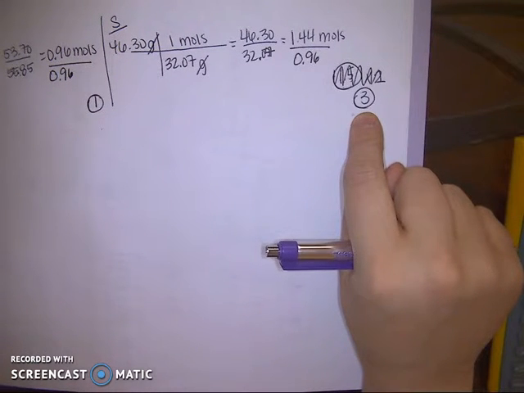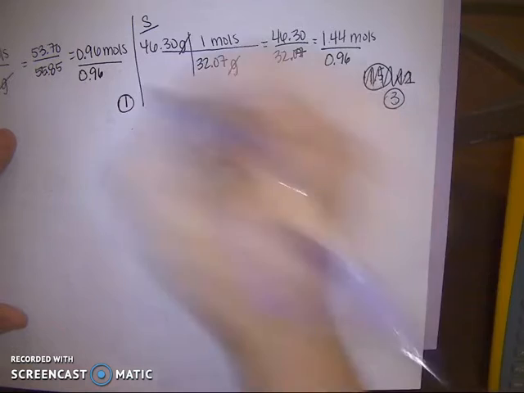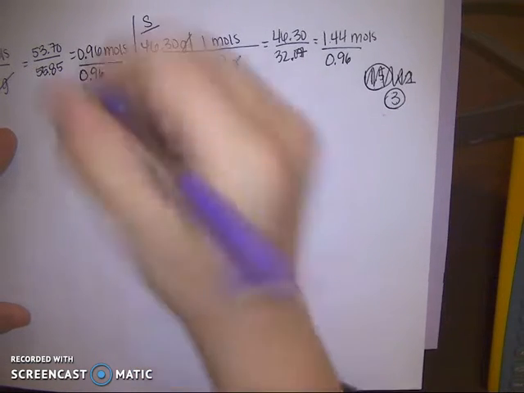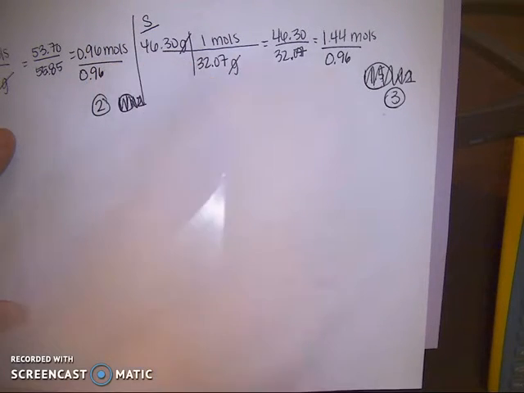Well, that's the same thing for empirical formulas and elements. Whatever you do to one element, you're going to have to do to the other. So if I multiply this one by 2, I'm going to have to multiply this one by 2. And then 1 times 2 is 2. New, we keep. Old, we mark out.